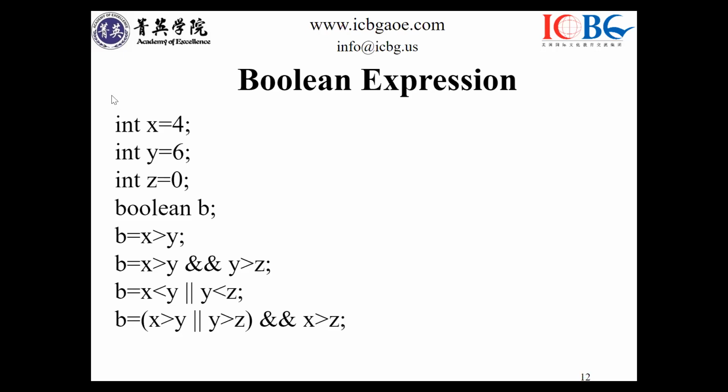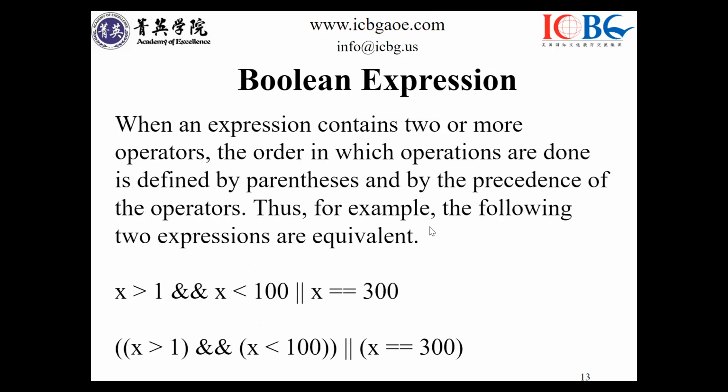Okay, cool. So when an expression contains two or more operators, the order in which operations are done is defined by parentheses and by the precedence of operators. Thus, for example, the following two expressions are equivalent. So again, it's kind of like in math where you have your order of operations, right? You do whatever's in the parentheses first. And if there's no parentheses, you just go from left to right, essentially.